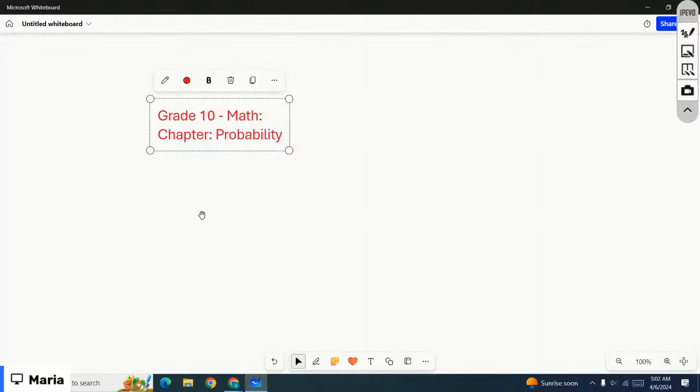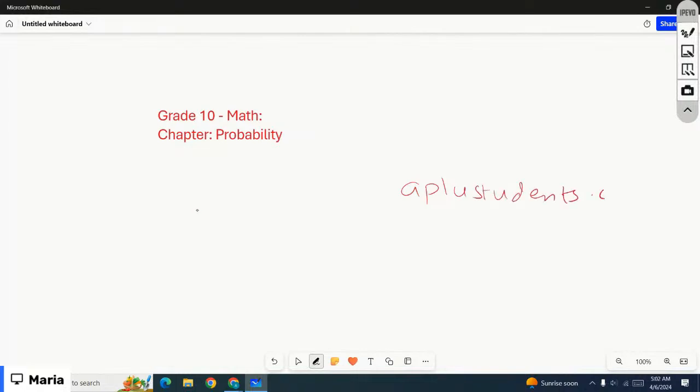We are here for grade 10 math. You can find all the lessons on aplusstudents.com. You have to log in there using your email address and password as provided by the administrator. Then you have to select math from the subject tab. Scroll down to grade 10, and then click on view all lessons. There you can find a list of the chapters.